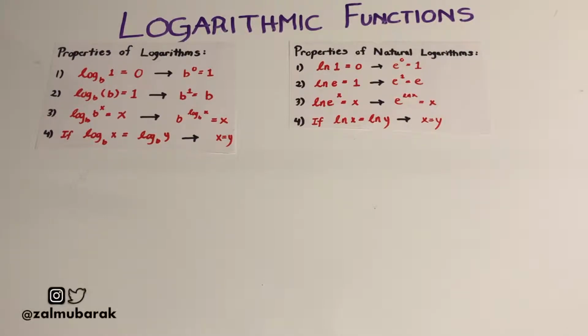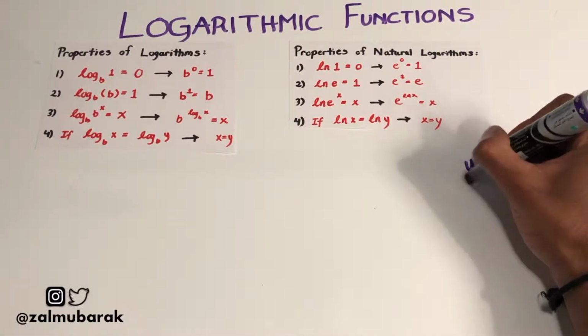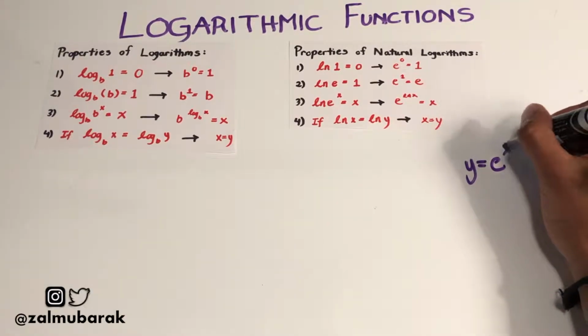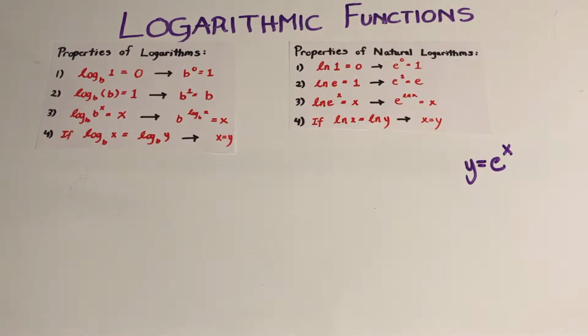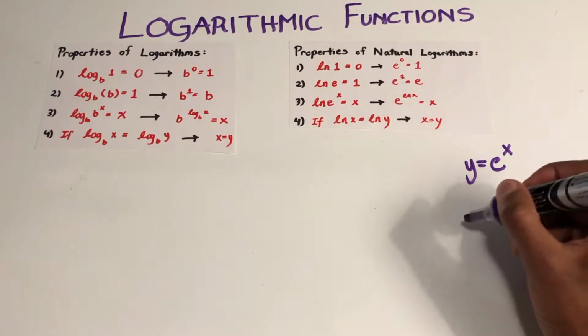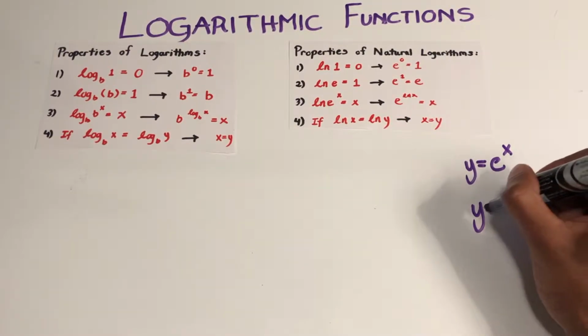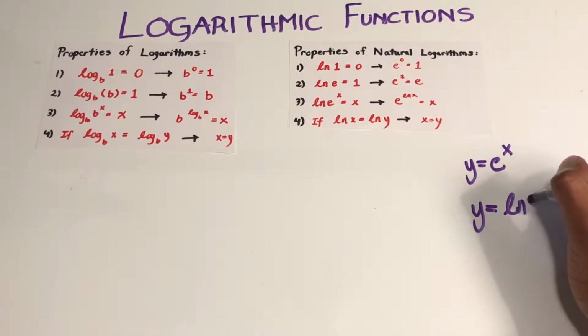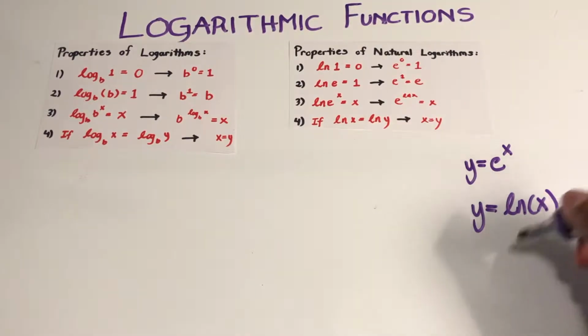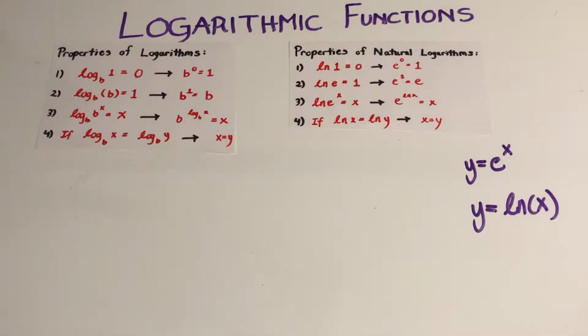Before I begin, the graph e to the power of x is a one-to-one function, and therefore has a special inverse called the natural logarithmic function, which is denoted by the symbol ln of x. So y is equal to ln of x. We say natural log of x.